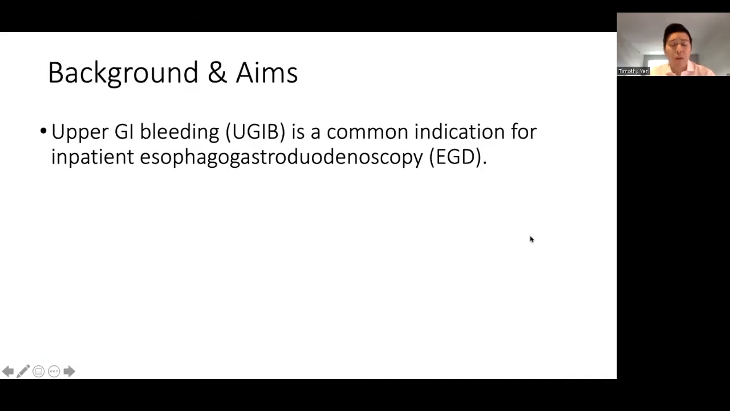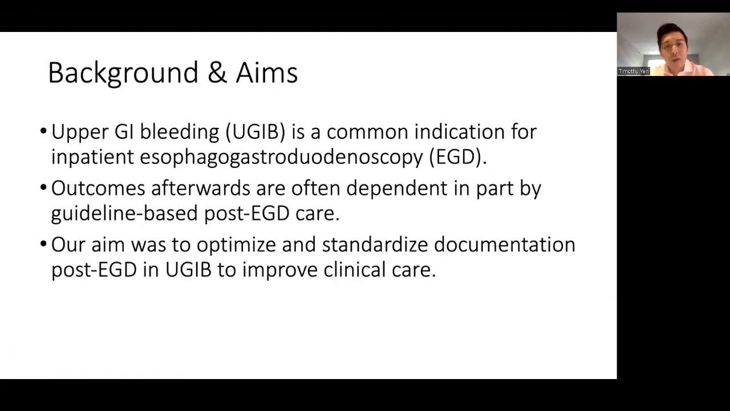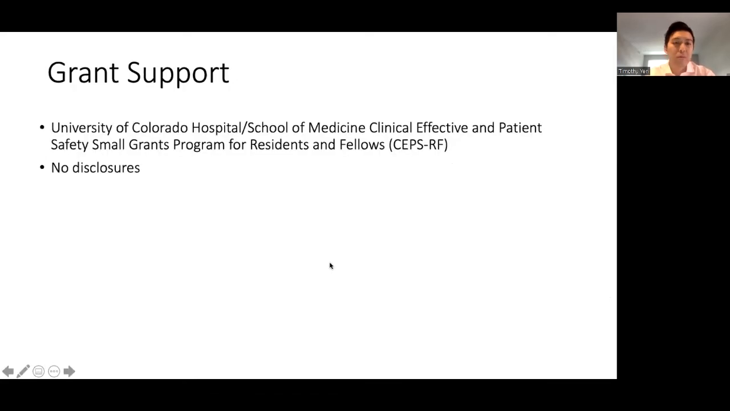So some background, many people know that upper GI bleeding is a very common indication for an inpatient EGD. And the outcomes afterwards are often dependent in part on guideline-based post-EGD care. So the aim of our quality improvement project was to optimize and standardize documentation after EGD for upper GI bleeding to improve the clinical care thereafter. This project was supported by the University of Colorado Hospital as well as the School of Medicine CEPS grant, and no disclosures otherwise.